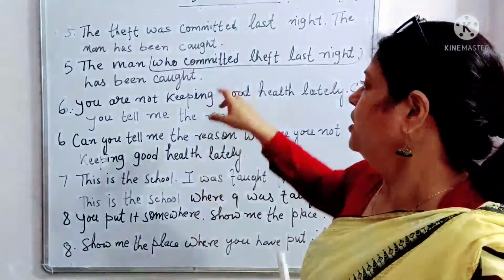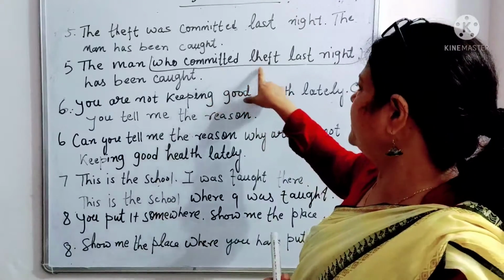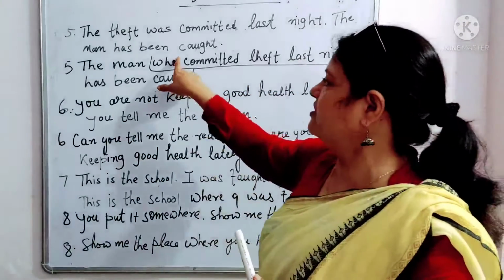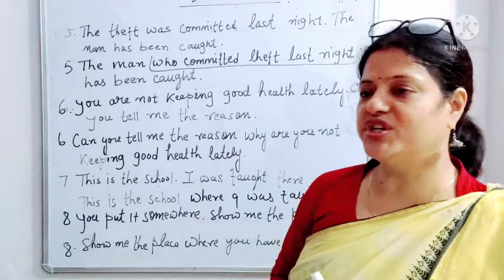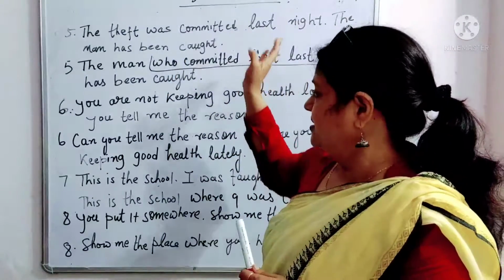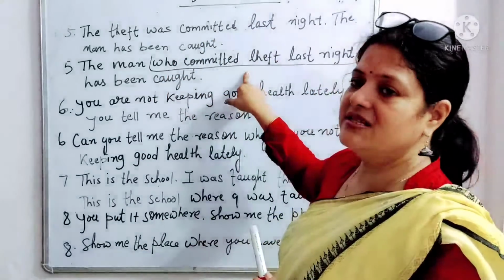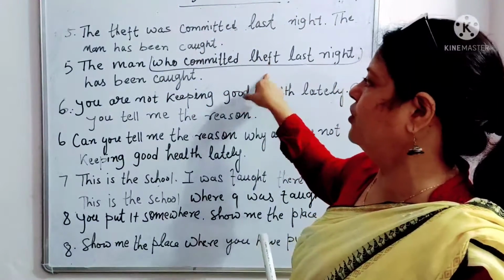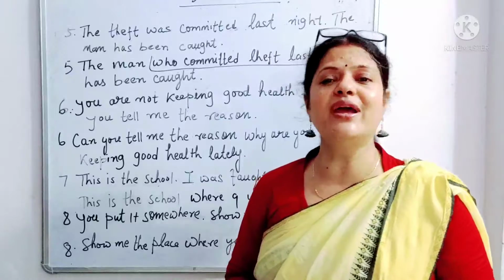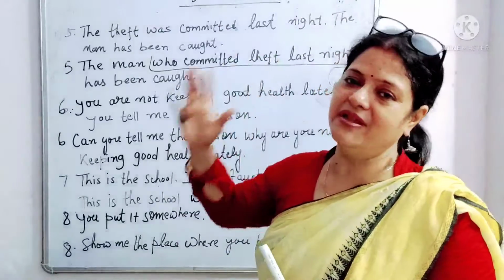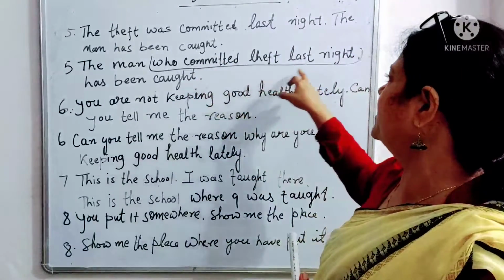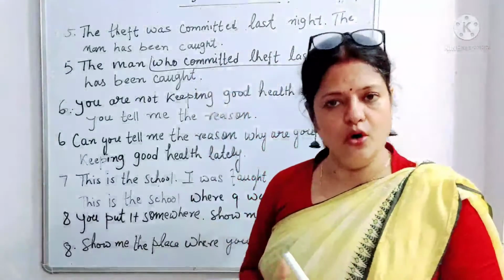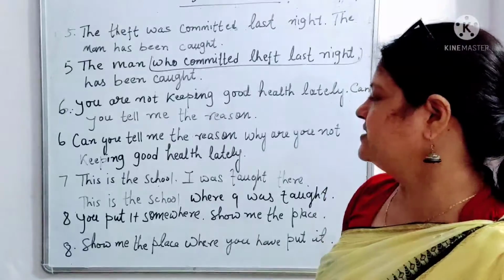Is it clear to you? So this who committed theft last night, starting with the conjunction who, this conjunction is used in adjective clause, and this whole part is a subordinating adjective clause describing the noun in the principal clause which has come in the beginning of a sentence. So it has become the man who committed theft last night has been caught. Okay. Now let's see another example.